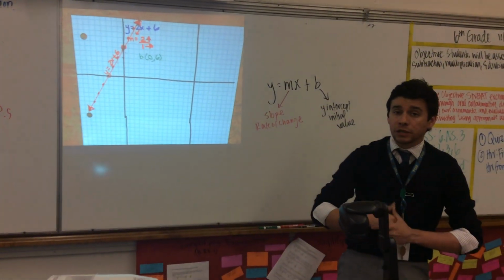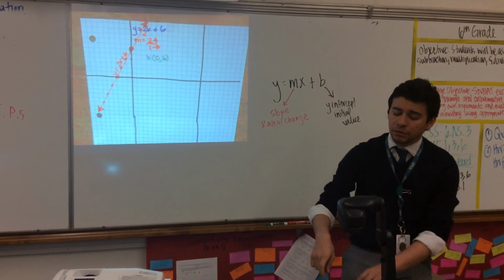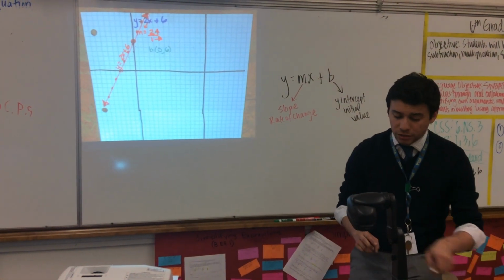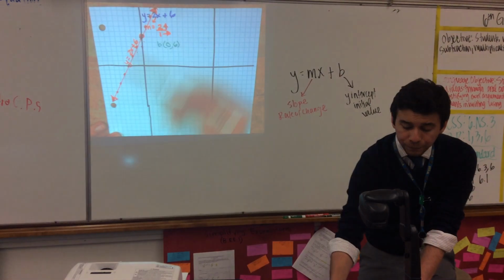Some teachers are going to teach you how to do the t-table. We're going to skip that because we're going to go straight to this. This is actually a lot easier. Now let me ask you another question. Is this line proportional or not proportional?